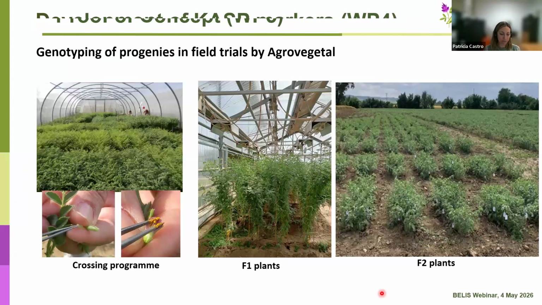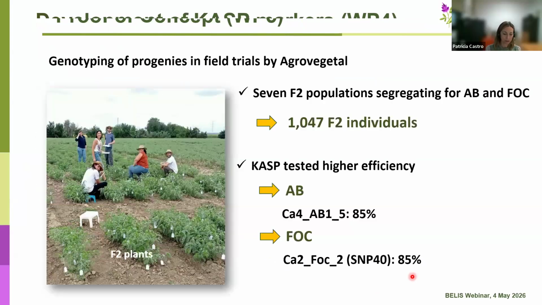Here you can see some of the material developed within the Agrovegetal breeding program. These are F2 plants derived from different crosses, which are currently being genotyped with the KASP marker. So far, around 1,000 F2 plants from different crosses have been grown by Agrovegetal, and these plants have been genotyped using the most efficient KASP marker for selecting ascochyta-resistant material, as well as the most efficient marker for fusarium resistance.